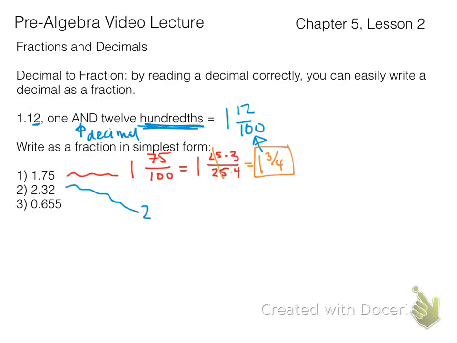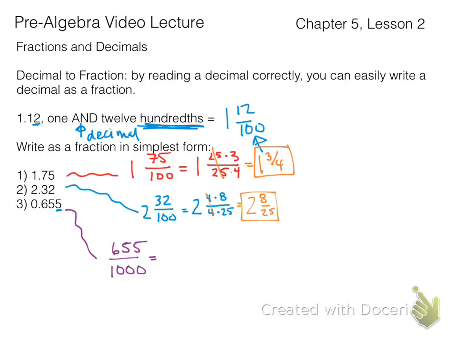Next one, we have 2 and 32 hundredths, which means 100 should be my denominator, 32 should be my numerator, and simplify by canceling out the 4s, which gives us 2 and 8 over 25. All right, next one, we have 655 thousandths, and I know it's thousandths because the last digit is in the thousandths place, so my denominator has to be 1,000. So it's going to be 655 over 1,000. Simplify, the 5s cancel out, and we're left with 131 over 200.